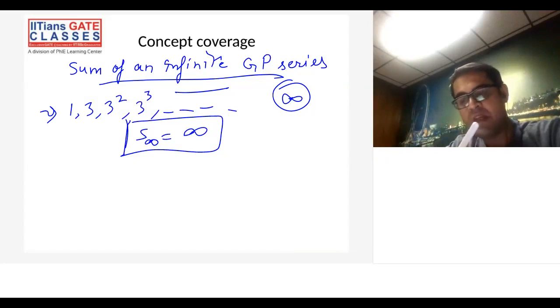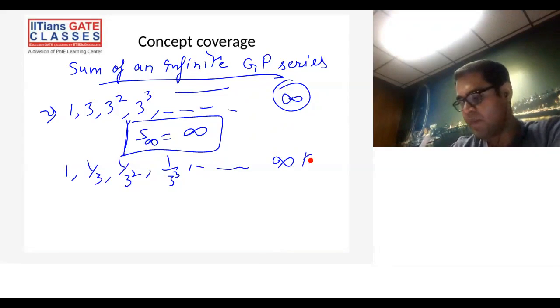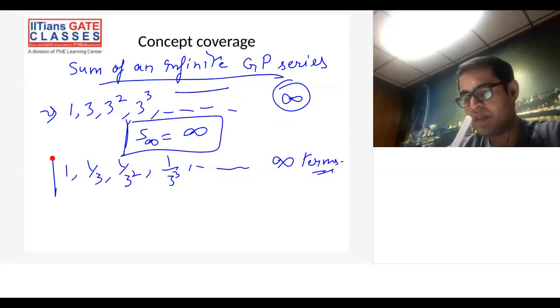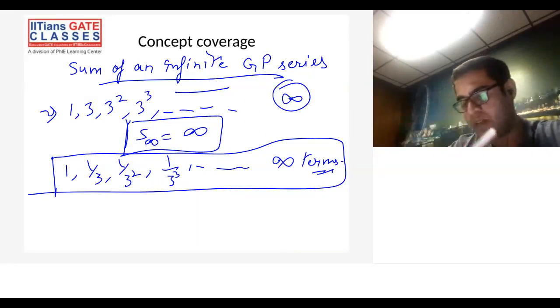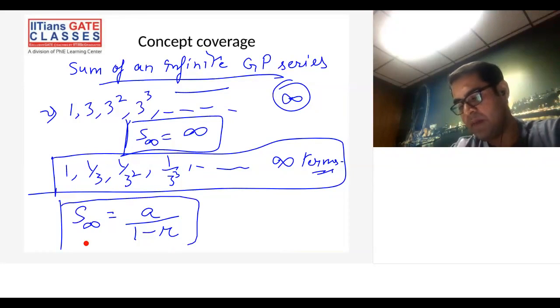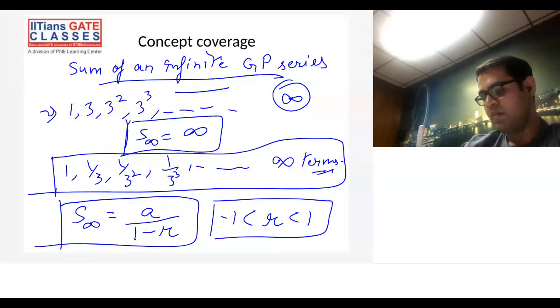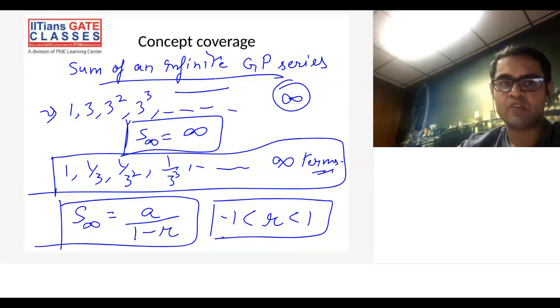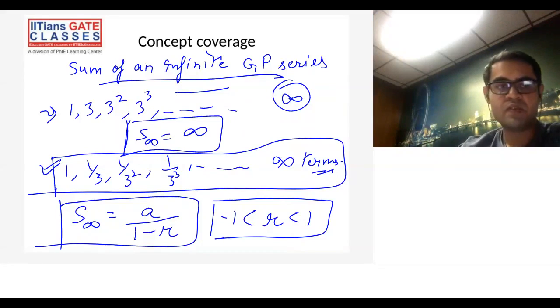Fine. So now let me take another series: 1 by 3, 1 by 3 square, 1 by 3 cube, and so on for infinite terms. Now because the terms are decreasing, the sum might be some constant value. So how to find the sum? The sum for any infinite GP series is equal to a by 1 minus r. One thing we have to make sure is that r lies between minus 1 and 1. So this sum will be equal to 1 by 1 minus 1 by 3, so the sum would be 3 by 2 in this case.